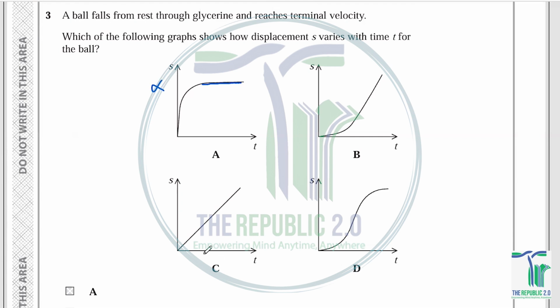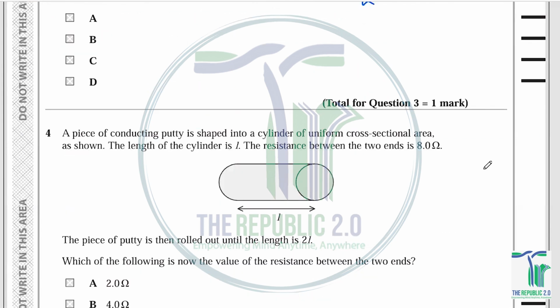Similarly, C is showing a uniform gradient, but a body takes some time to reach terminal velocity, so we're not going to go with C. Same is the case with D because there is no uniform velocity. The only option that makes sense is B, right? So that is why we have to go with option B.